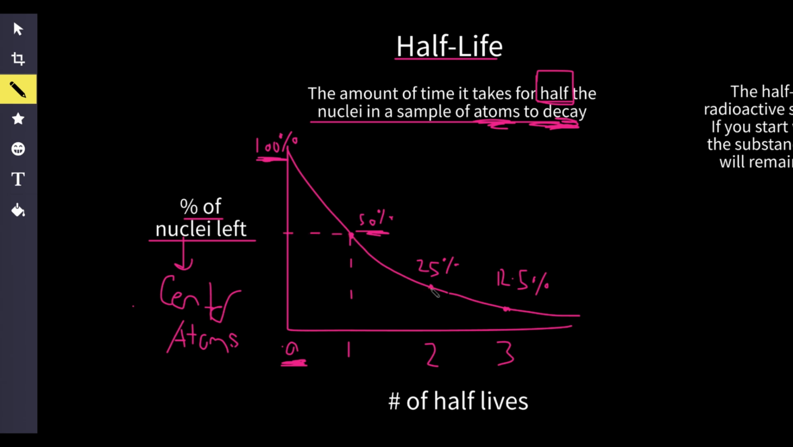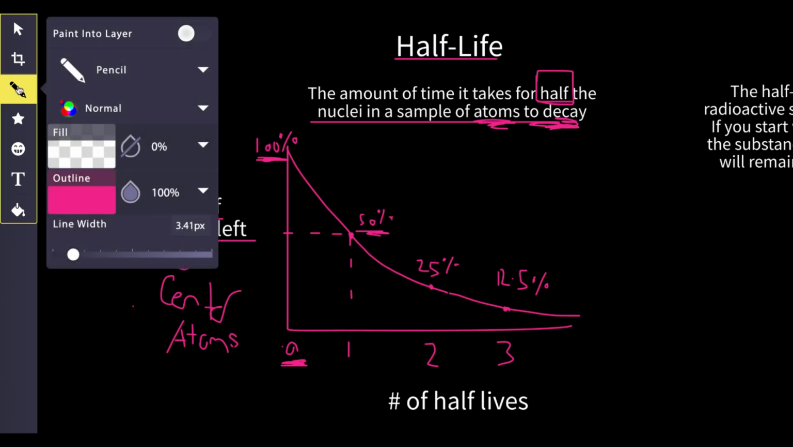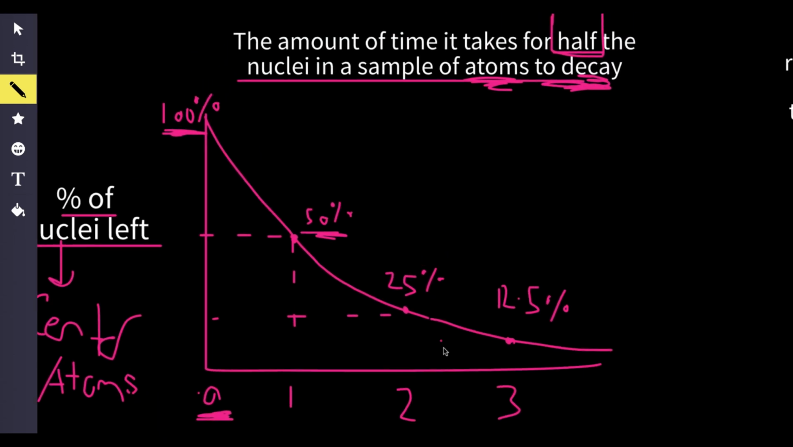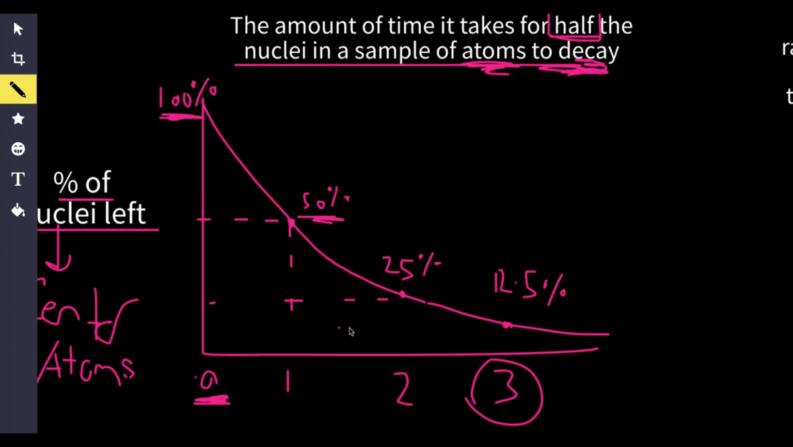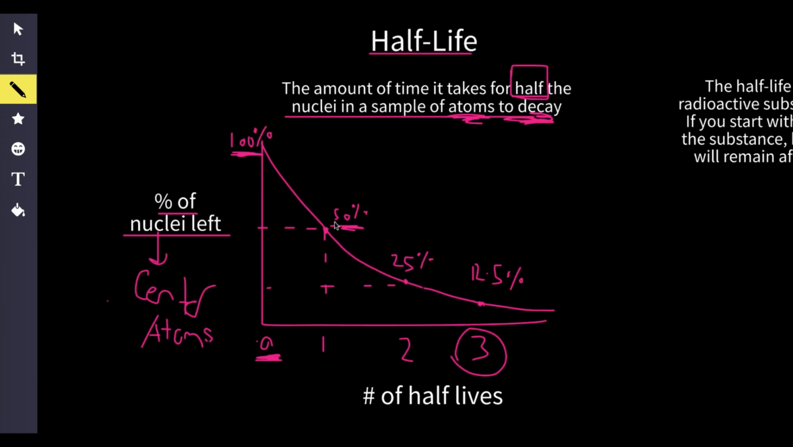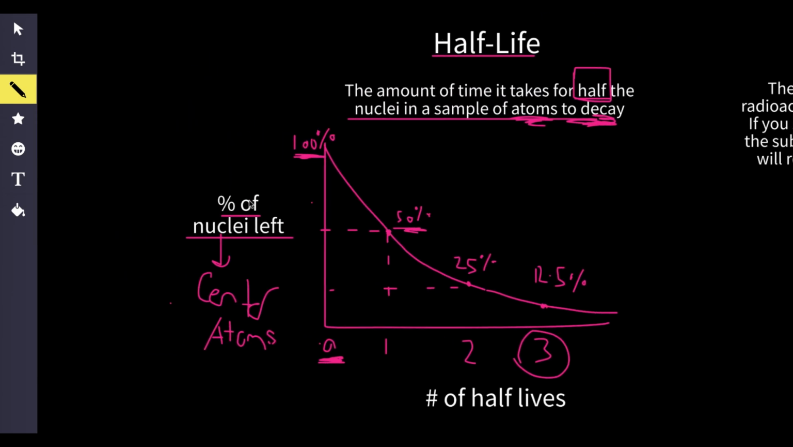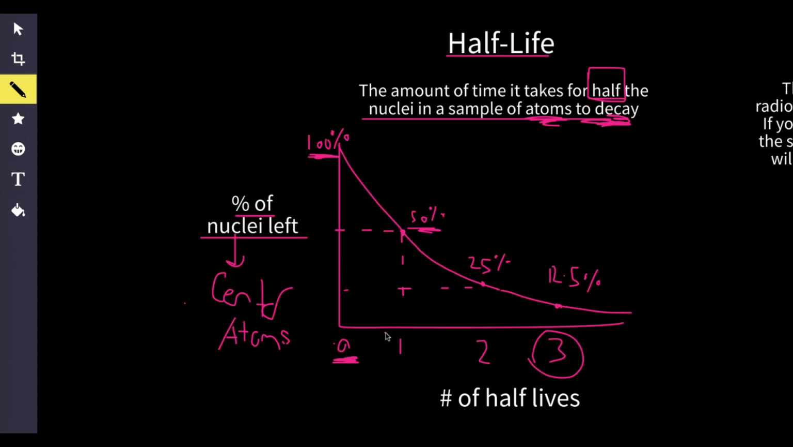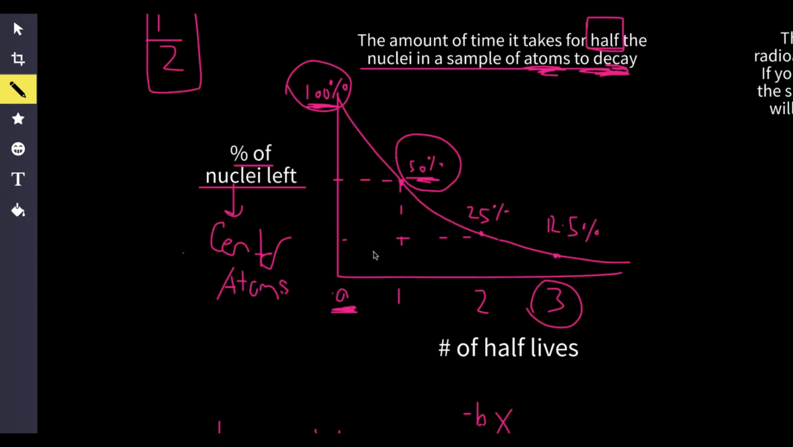Then the second half-life, it's time for half the nuclei in that sample to decay. So it's going to be half of 50%, which is 25%. Then after the third half-life, it's going to be 12.5%. And you see the pattern: it's always half of half of half of half. The ratio between one half-life and the one before it is always 1/2. You always have 1/2 of the amount that you had before.